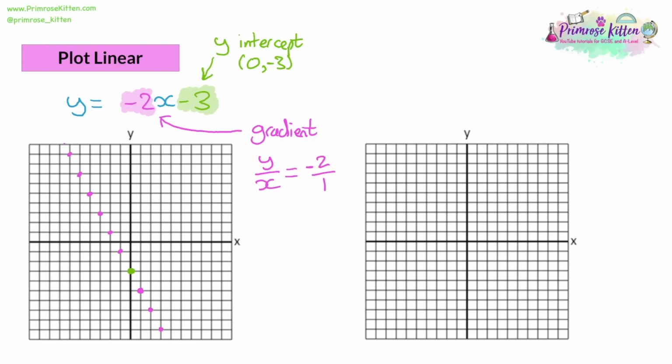Now, I'm just going to sketch this line. You should be using a ruler and a pencil. I just want to show you how to join up all the points. So what we have here is the line y is equal to negative 2x minus 3.